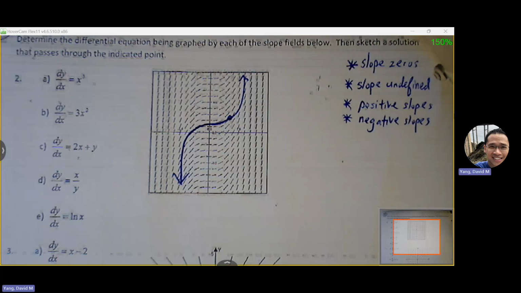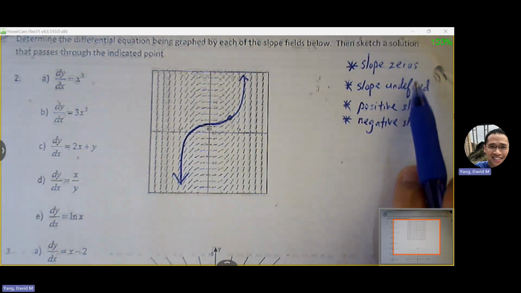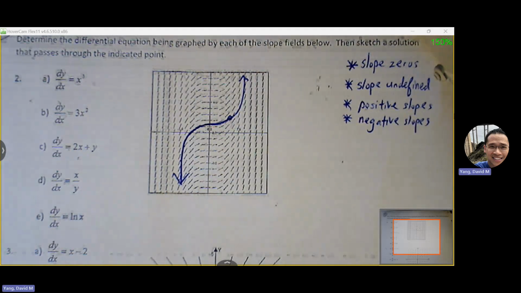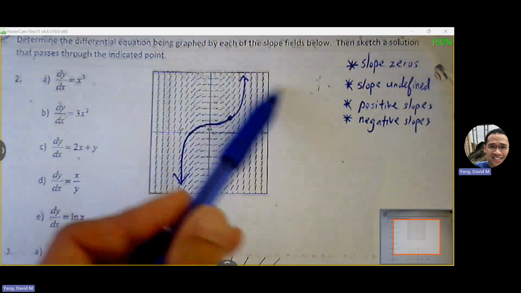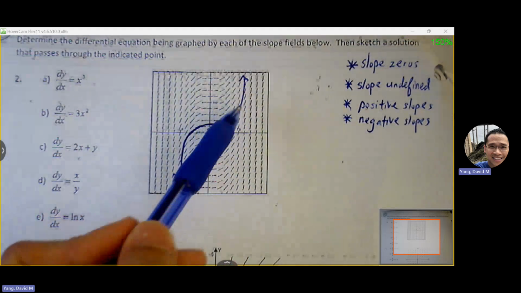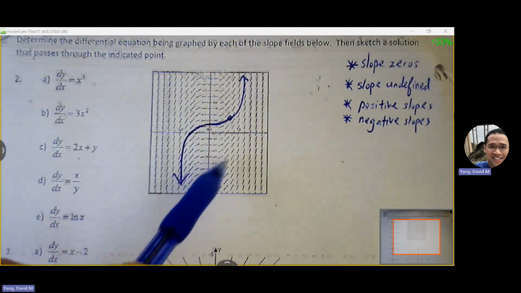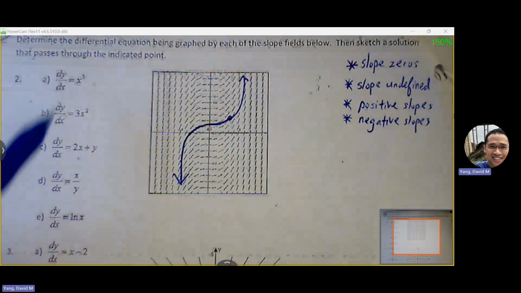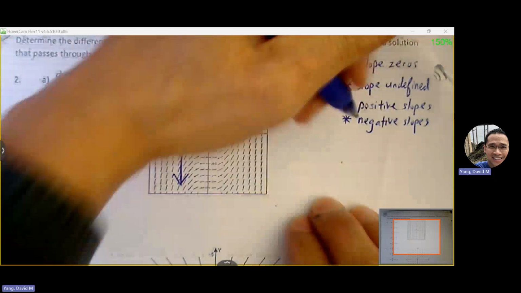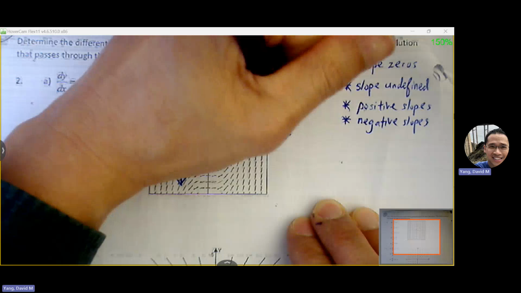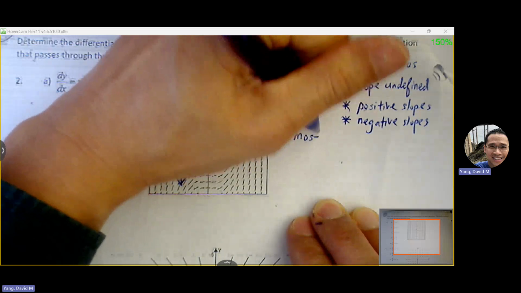So look at all these slopes that you see in front of you. What do you see mostly? Do you see mostly slope zeros? Do you see mostly slope undefined? Do you see mostly positive slopes? Or do you see mostly negative slopes? Positive, right? So pretty much the entire graph is positive, which means that no matter what ordered pair I plug into my derivative, I should get a positive in return. So that's one observation that I make: it's mostly positive.